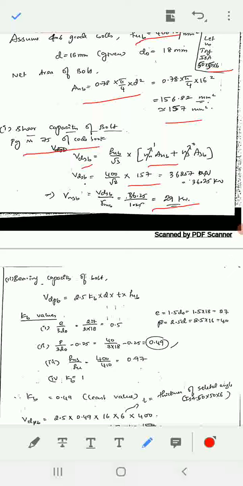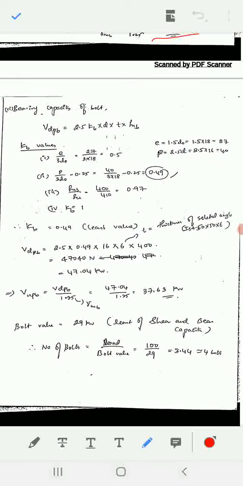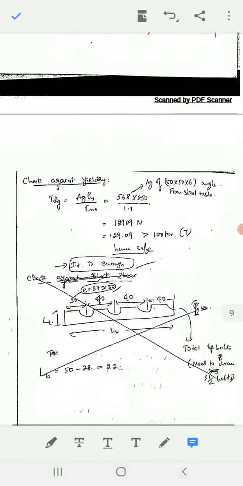Then in the same way, bearing capacity, page number 75 of the code book. Then the Vdpb value, the kb values, I have to find out which is the least value and take it down, and the formulas for Vnpb. Then you will get the value of Vnpb, that is 37. So the bolt value is the least of the two values, that is 29. So you'll get the number of bolts. Load is given as 100 divided by bolt value 29, you will get 4 bolts. All this was explained in the second module. Follow the same steps here.